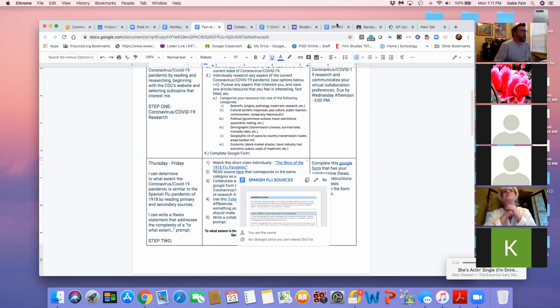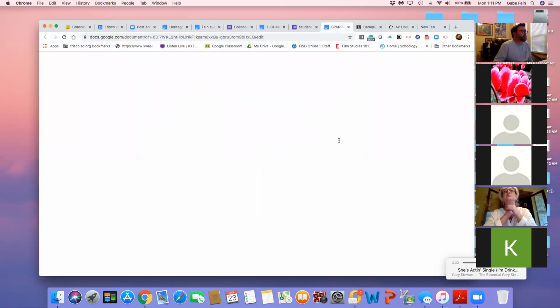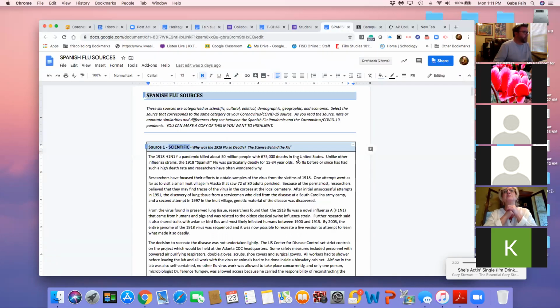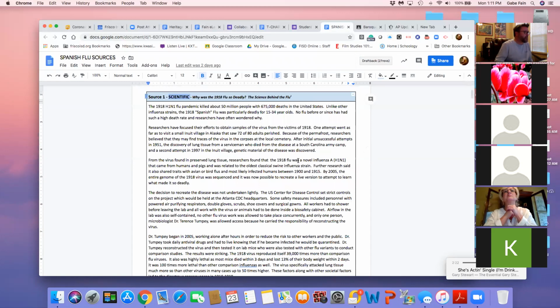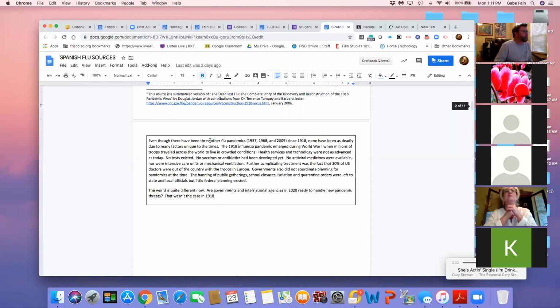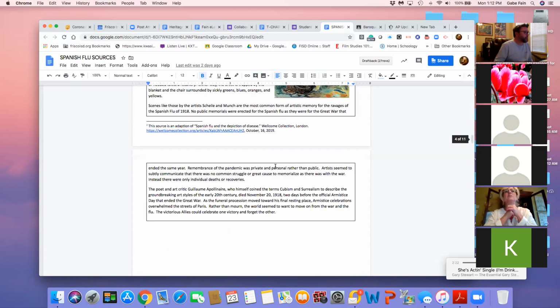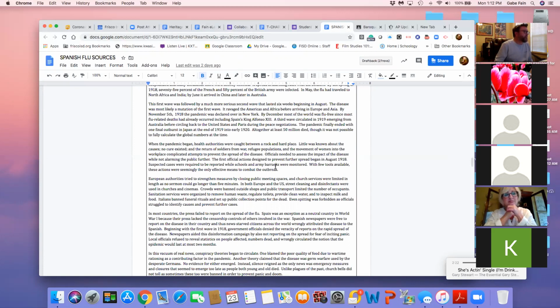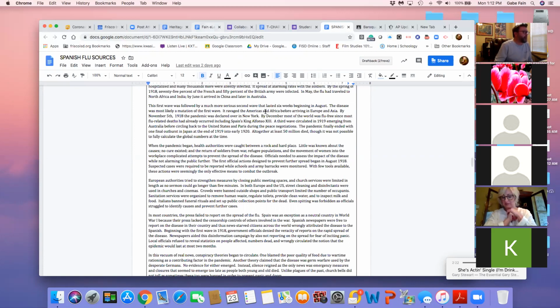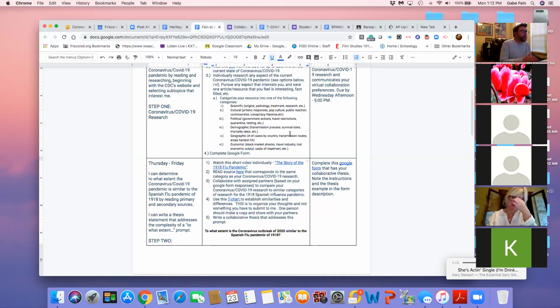You'll pull up these Spanish flu sources. And these are articles I compiled from different sources out there that are categorized as either scientific, cultural, political, in those same 6 categories up here. So you're going to read something that correlates to your coronavirus category. So you can make a one-to-one comparison.